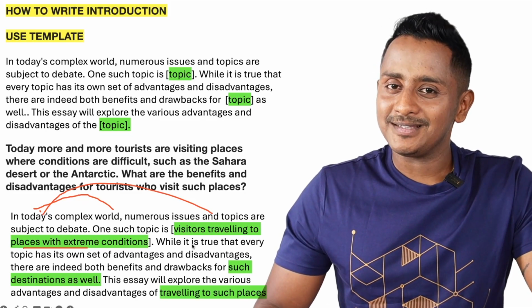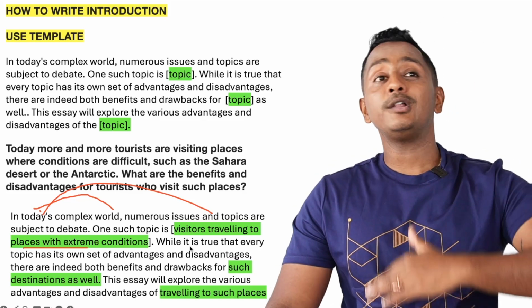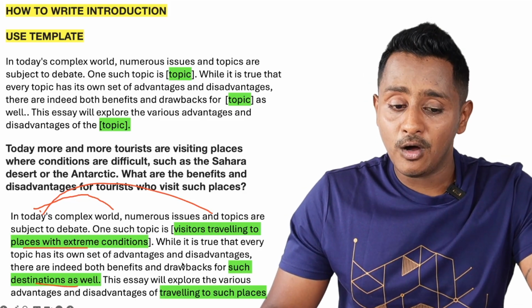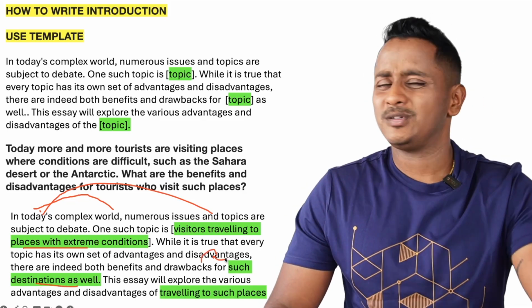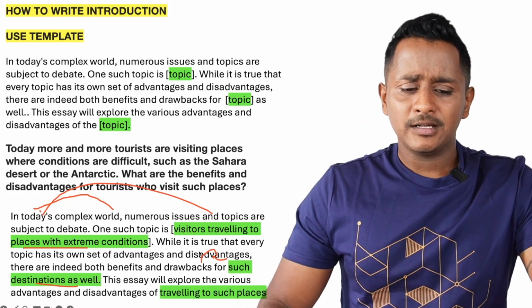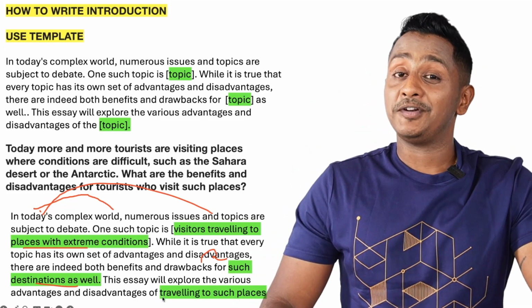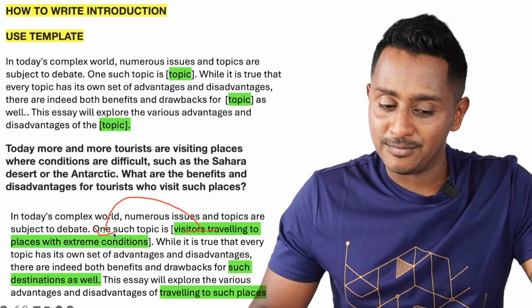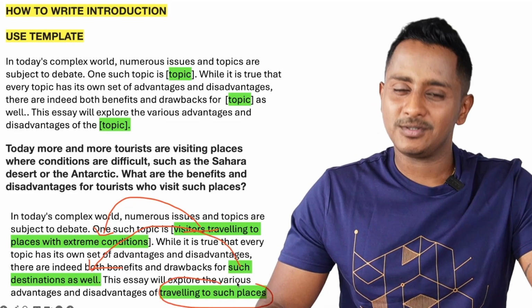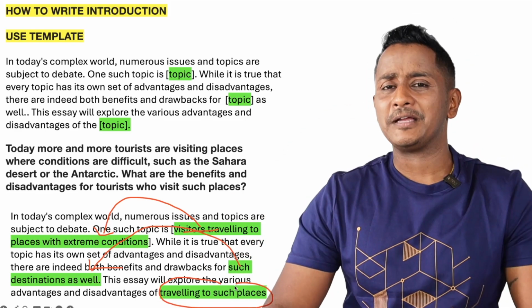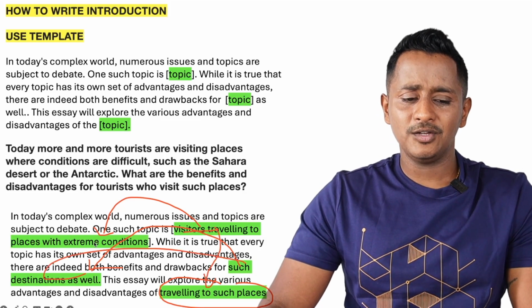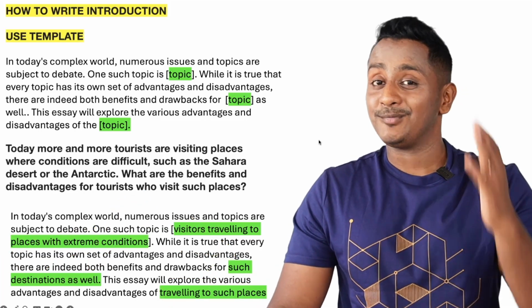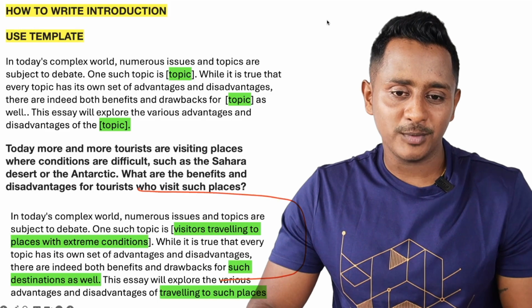While it is true that every topic has its own set of advantages or disadvantages, this topic also presents, or there are indeed both benefits and drawbacks for such destinations as well, or drawbacks for traveling to such destinations as well. You can write here and there, you can manipulate it. This essay will explore the various advantages and disadvantages of traveling to such places. Pay more attention. Here I said visitors traveling to places with extreme conditions, such destinations, traveling to such places. It's almost the same, it's just paraphrasing. Traveling, destination, places, these are just synonyms I'm writing. I'm not using too much of it, and this should not take more than 2 minutes of your time.